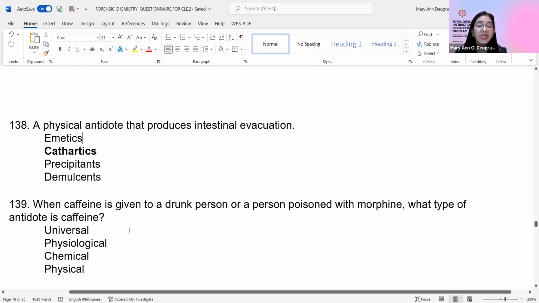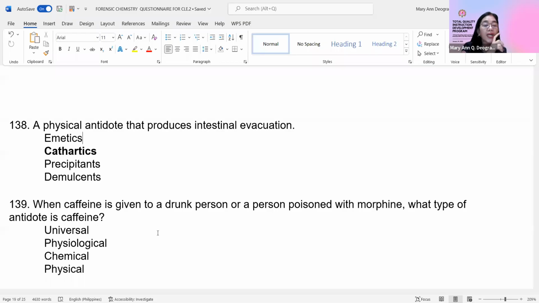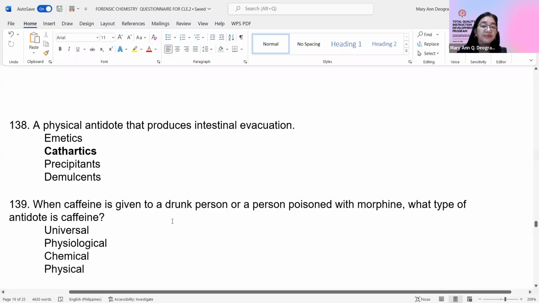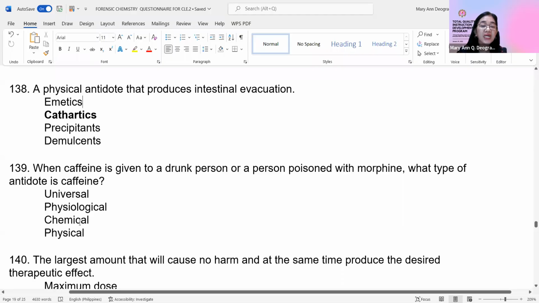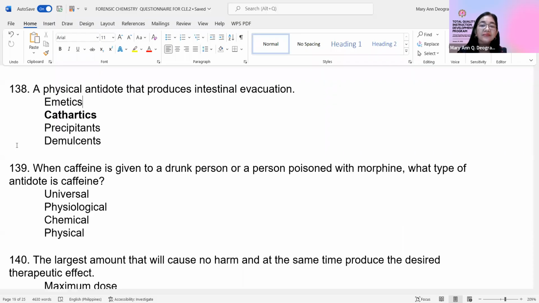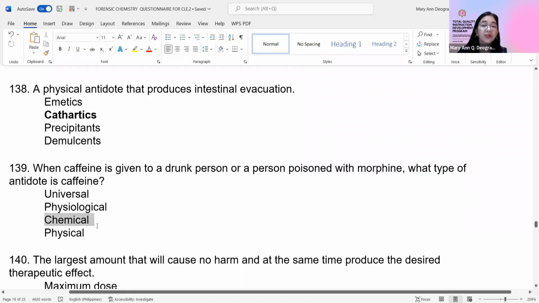When caffeine is given to a drunk person or a person poisoned with morphine, what type of antidote is caffeine here? Is it universal, physiological, chemical, or physical? Sino nakakaalam niyan? Type ang sagot. Okay, chemical. It will alter. Kasi ang chemical antidote, it will alter the poison. So, kung i-neutralize na yung effect ng alcohol. Coffee. Diba? Pag binigyan mo ng kape yung isang lasing na lasing, black coffee, huwag mo bigyan na may gatas yan or else magkaka-diarrhea yan.